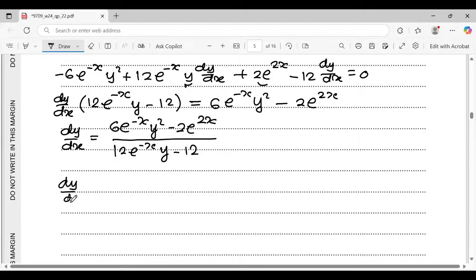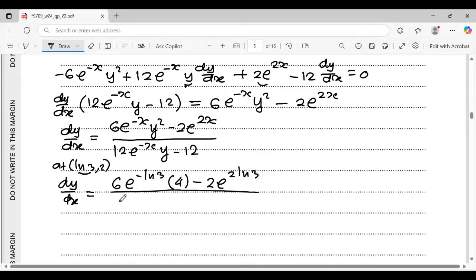So dy/dx at ln 3, comma 2. So dy/dx becomes 6 times e to the power minus ln 3, because x equals ln 3 based on this information, times 4, because 2 squared equals 4, minus 2e to the power 2 ln 3, divided by 12e to the power minus ln 3 times 2, because y equals 2, minus 12.